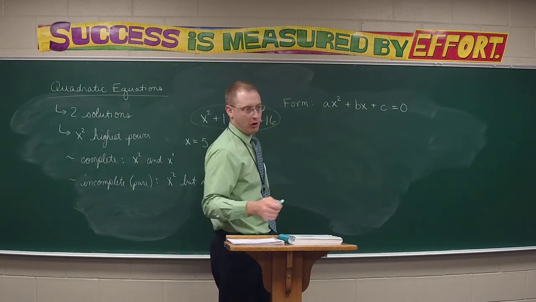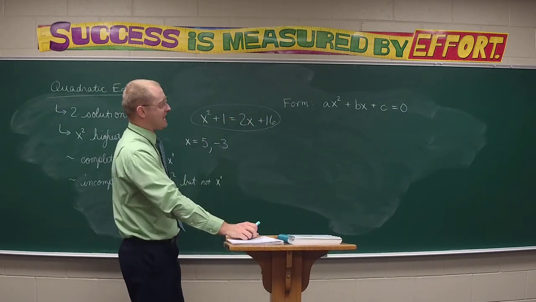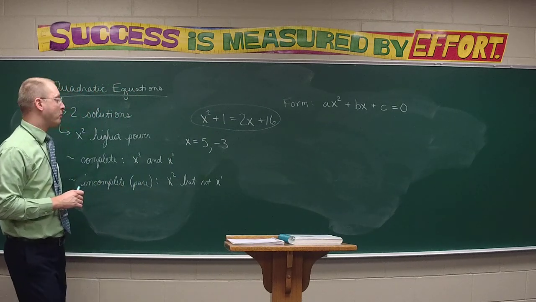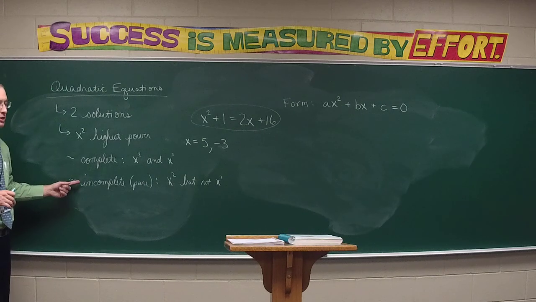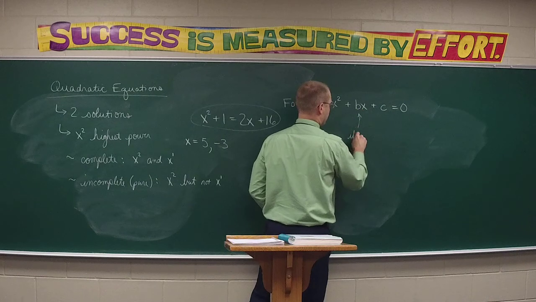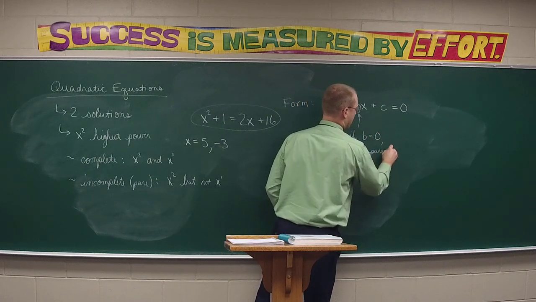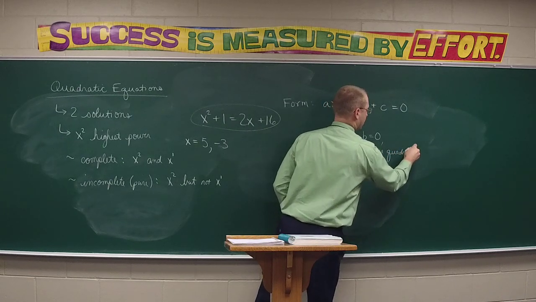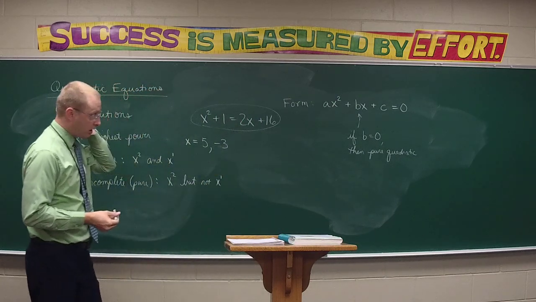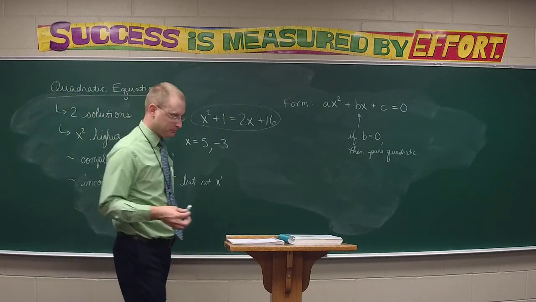What if b were a 0? Thoughts? What if b, that number, b just represents any number, what if b is 0? You don't have x. Then we wouldn't have an x to the first, which means we'd have an incomplete or a pure quadratic. So maybe jot this down. If b equals 0, then you have a pure quadratic, or an incomplete quadratic. It's missing something.